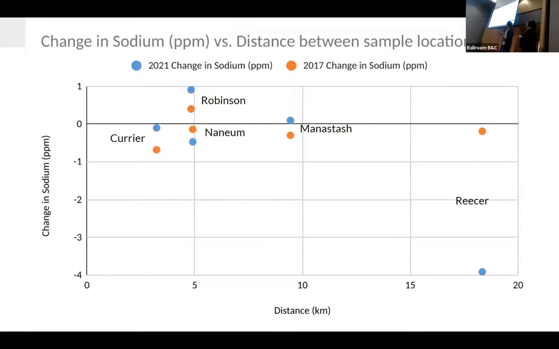And then this is our last graph, with sodium. In sodium, we were able to find that in Courier Creek, in both years, we found a negative change. In Nanum, both years were a negative change. For Robinson, both years were a positive change. For Menashtash in 2021, we had a positive change, and then in 2017, there was a negative change. And for Reecer, both years were a negative change. But that 2021 point is probably an error because it is significantly lower than the rest of our data.